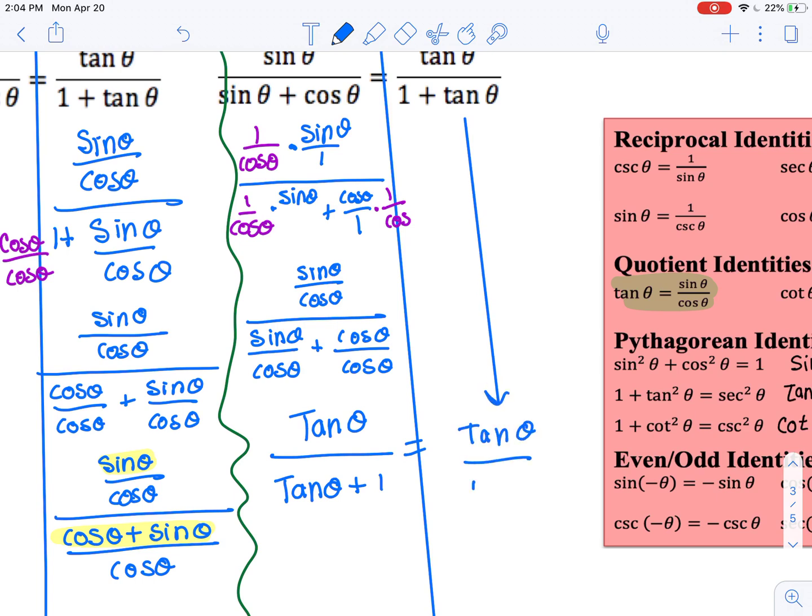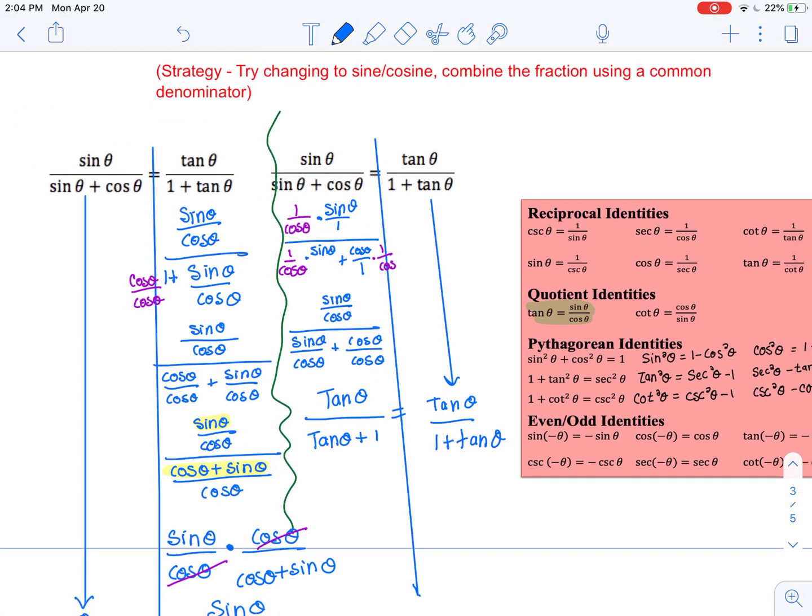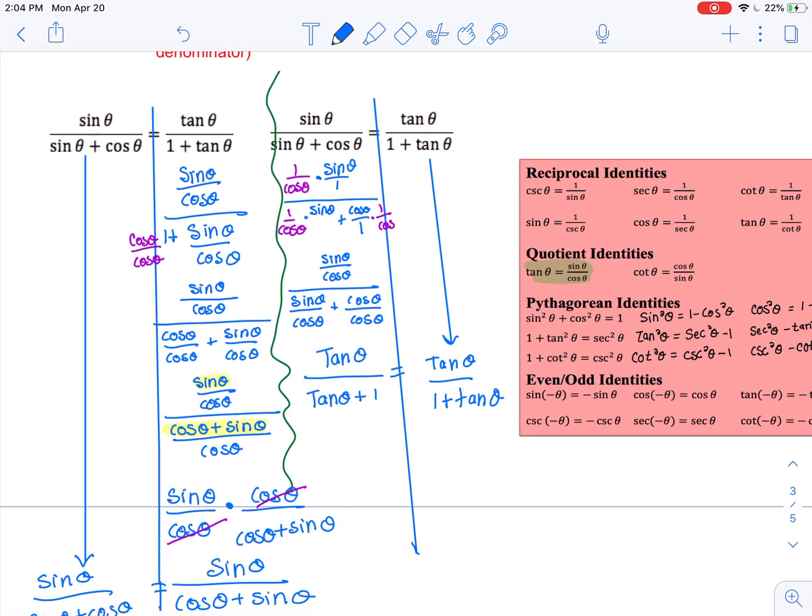Both are right. I think the first way is more obvious, but somebody might see that, and you could also work through the problem by multiplying everything by 1 over cosine.